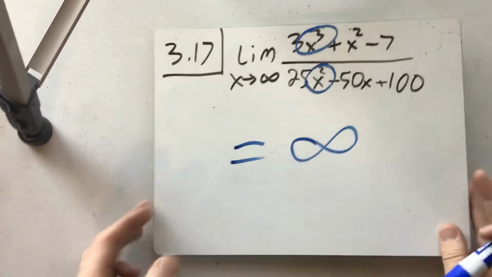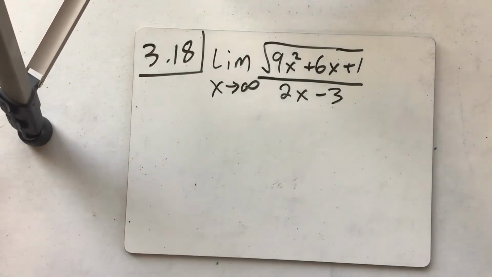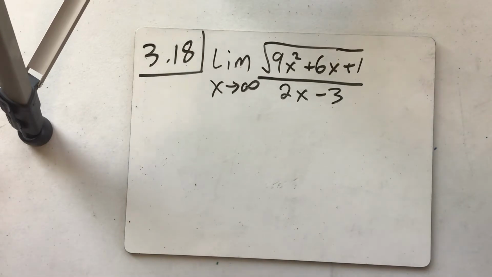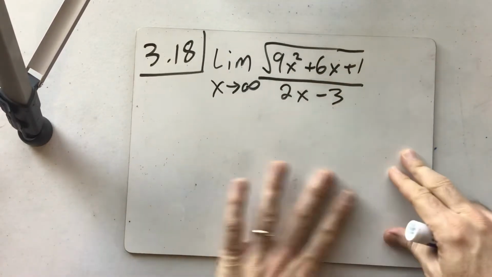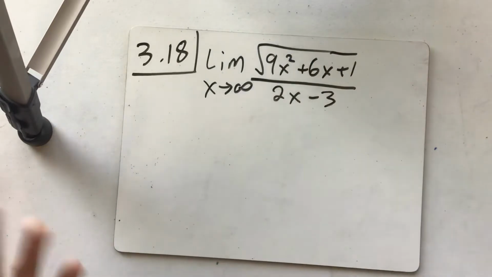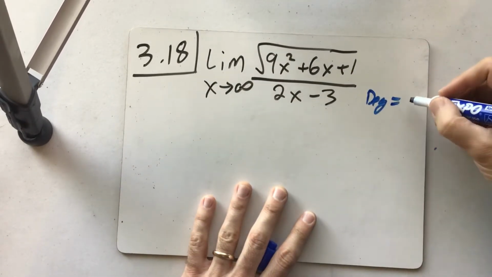Okay. Let's move on to 3.18. And 3.18 is interesting because it throws a little bit of a twist at us. It might be tempting to say that the degree of the numerator is 2 and the degree of the denominator is 1, but that's actually not true because this is a 2, but it's inside of a square root. So this degree here is equal to 1.